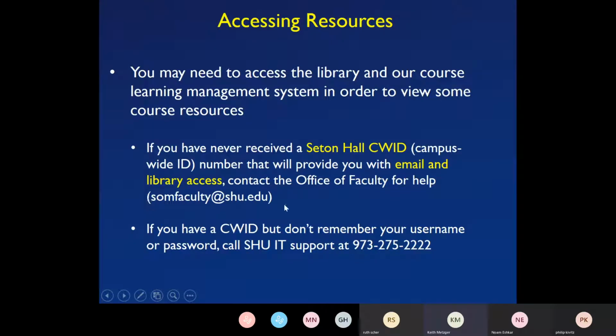And if you have not received your appointment letter by the time the course starts, it doesn't mean you can't teach. As long as you've had your background check, you can get in there, and we'll find other ways of getting you the materials. I've been checking with the Office of Faculty on a regular basis, and it seems like people are moving along. If you have a campus-wide ID but don't remember your username or password, please call Seton Hall IT support, and they're very good at helping people get those reset.